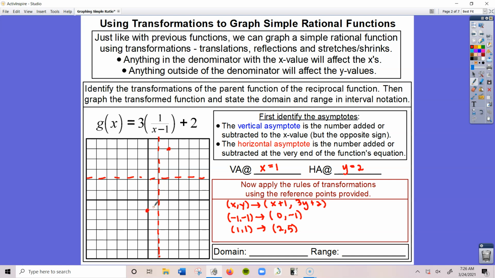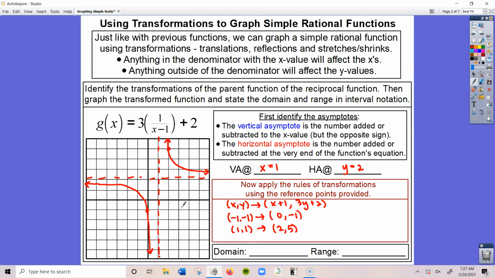Now when you have your points, you're going to curve your function so that it never touches the horizontal and it never touches the vertical. So since the point is down here, that means my curve is going to look down, because again, it can never cross those lines. So it's going to look like this. And then on this side, it's going to curve up, again, because of those vertical and horizontal asymptotes. And that's my graph.